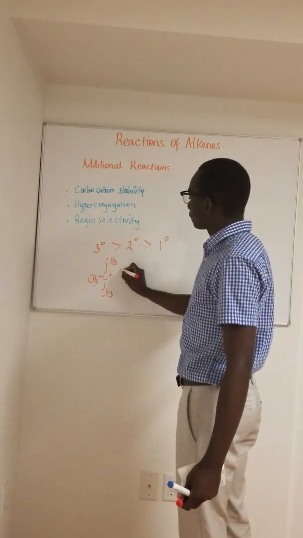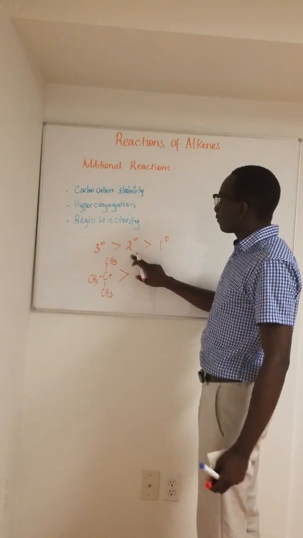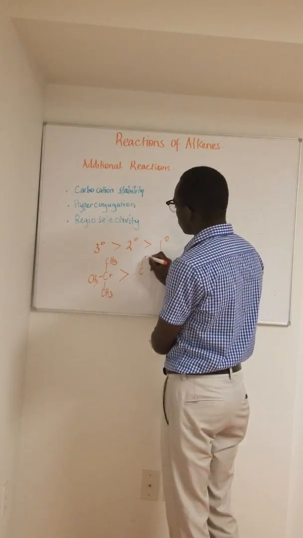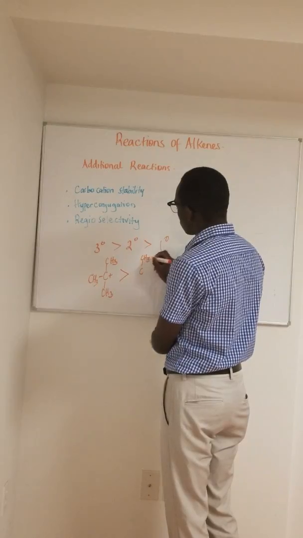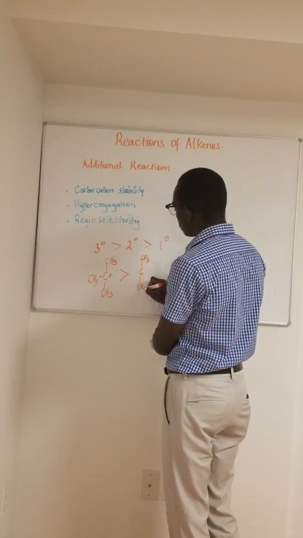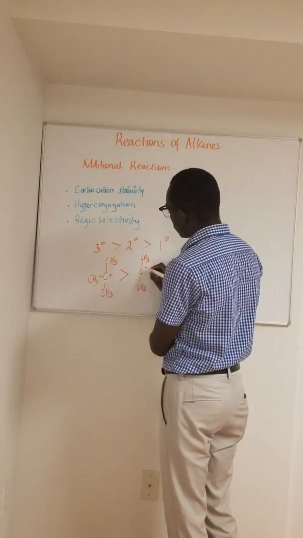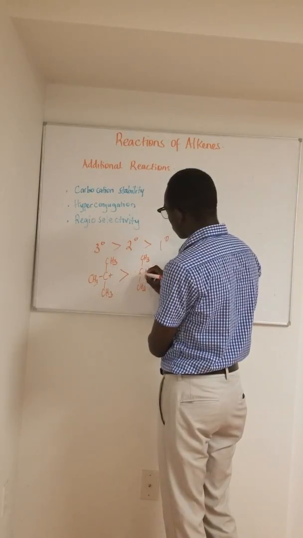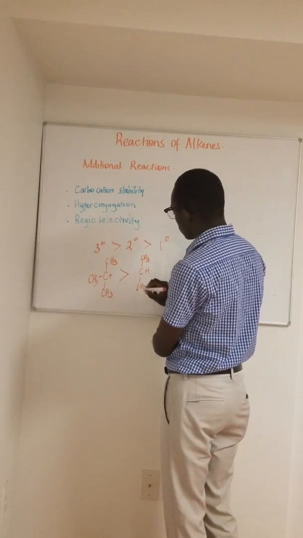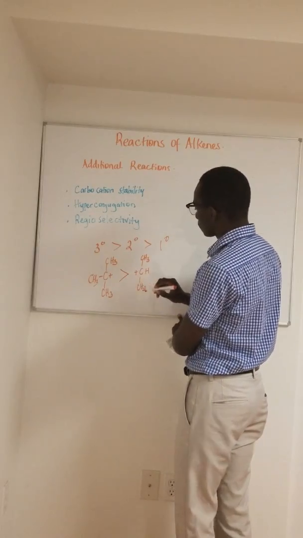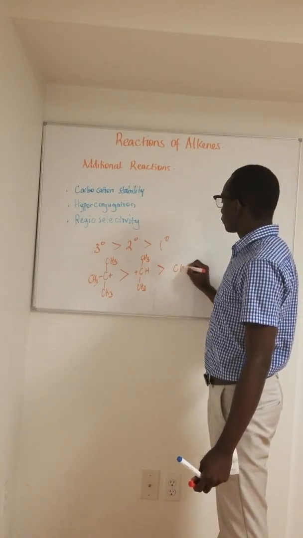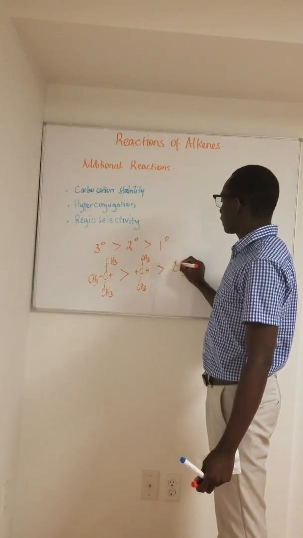A good example of a secondary carbocation is when this carbon is bonded to only 2 carbons, something like this, and for primary it's basically something like this.